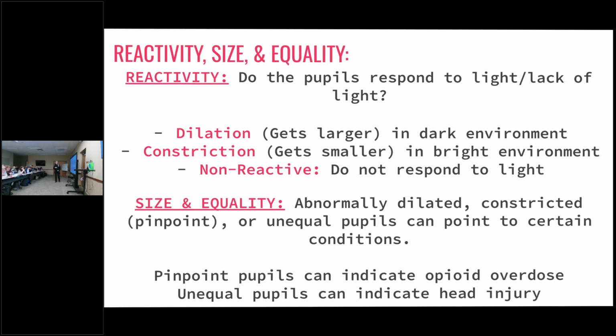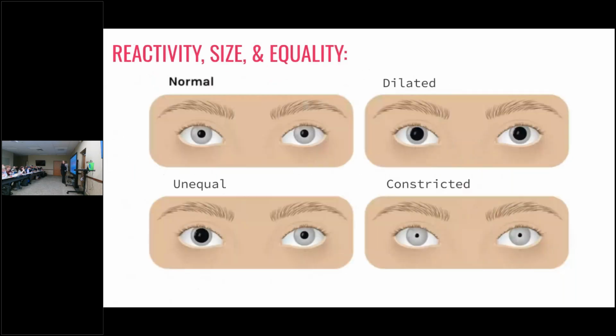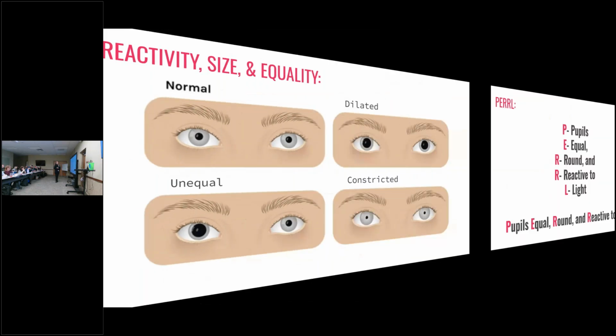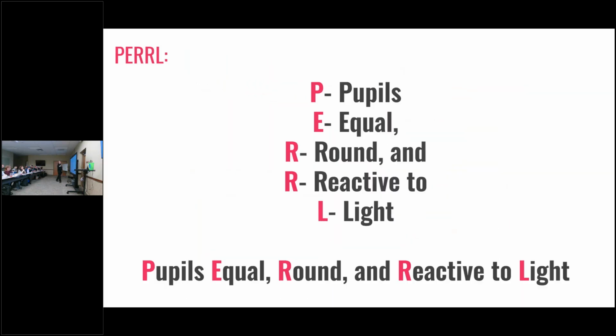So that's kind of what those look like. This is around a normal size pupil. There's dilated, unequal, and constricted. That would be pretty close to pinpoint right there. This is a really good little mnemonic to think about when you're looking at pupils. I don't know if your book mentioned it or not, but PERRL, P-E-R-R-L. Pupils equal, round, and reactive to light. That's what we're looking for when we're assessing those pupils. So, PERRL.